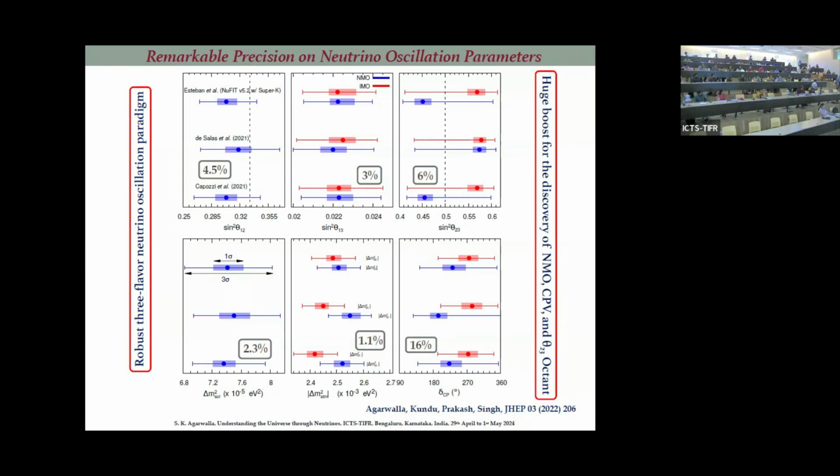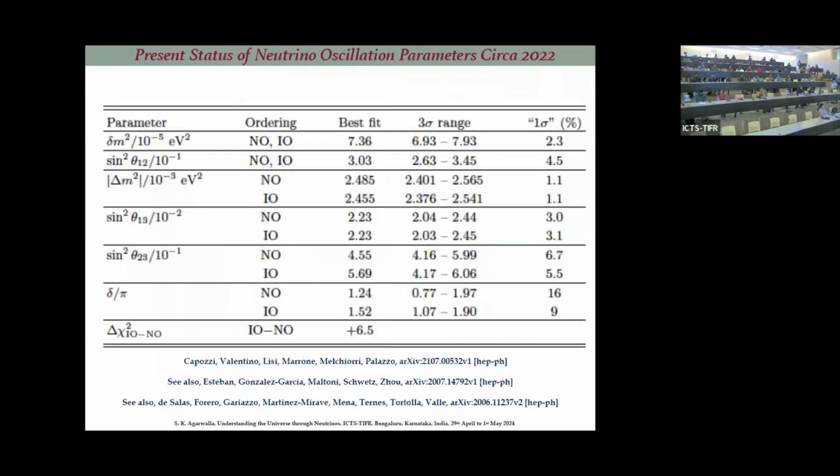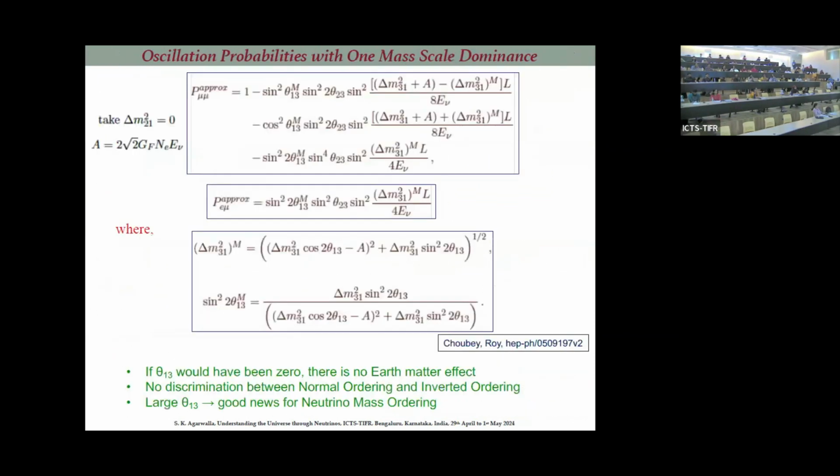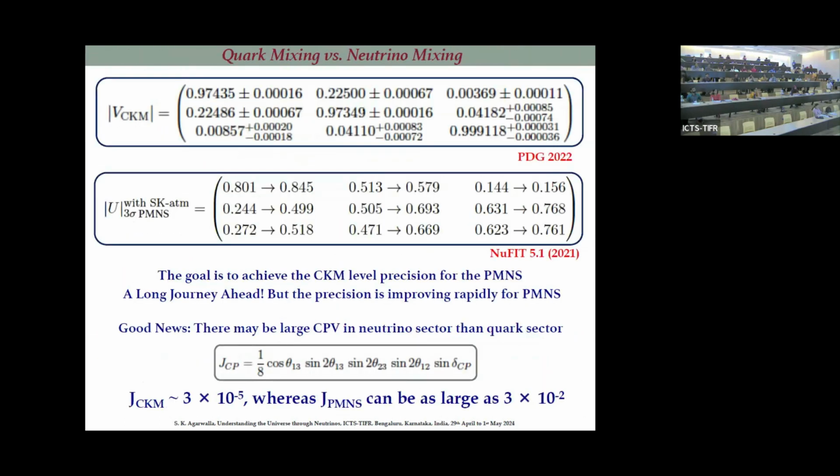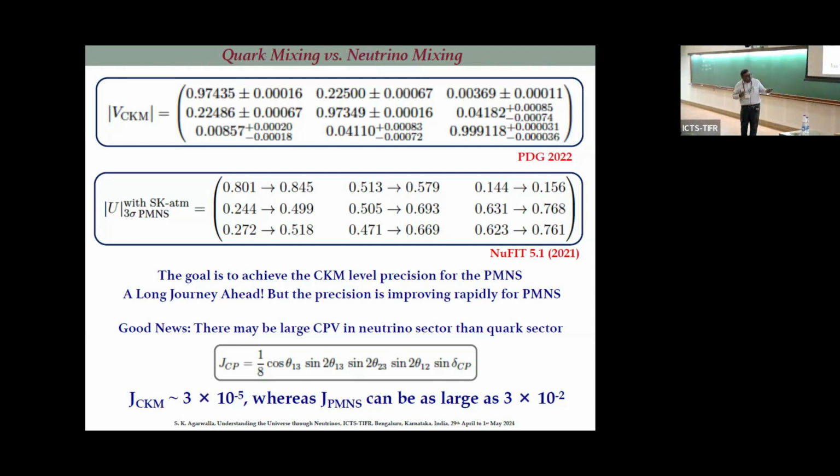When you showed this Jarlskog invariant for the neutrino sector, you told it's 3 into 10 to the power minus 2. So what value of delta CP did you take? I will go there. Wait. Yeah, I'm sorry. I was a bit hurried over there. I took 90 degree. So you just put this as 1, and then you just plug these numbers, and you will get around 10 to the minus 2. But delta CP can be anything. Anything, yes. So that will change this number. You have an error around that. But that is the maximum that you can think of. Okay. Maximal CP violation. Thank you.